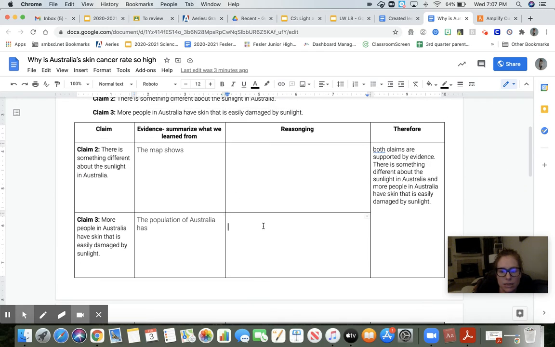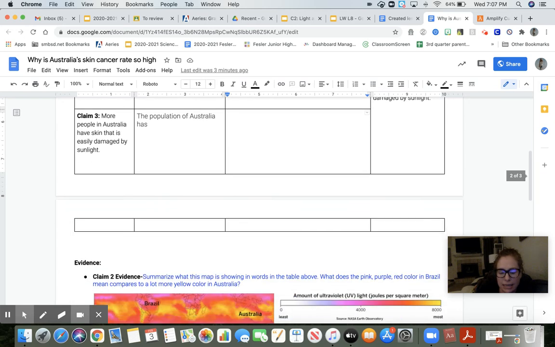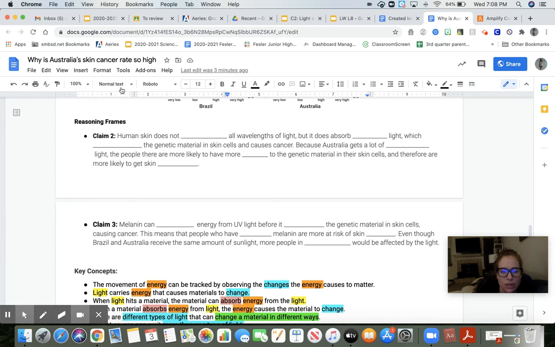Okay. And then your reasoning, I did give you some frames. Those are going to go here and here. So the map is showing us that there was something different in Australia. Now you're going to explain what that means, right? So human skin does not blank all wavelengths of light. Does it reflect, absorb, or transmit?